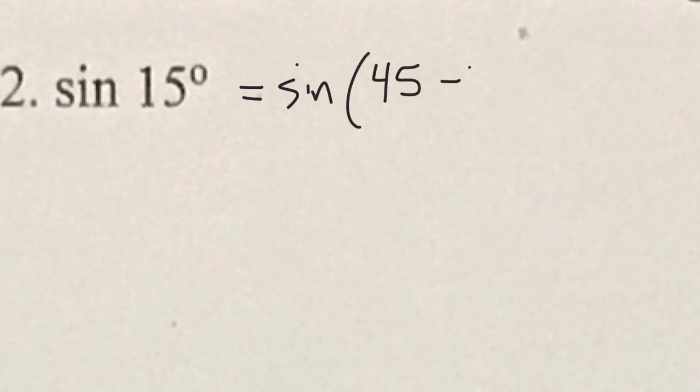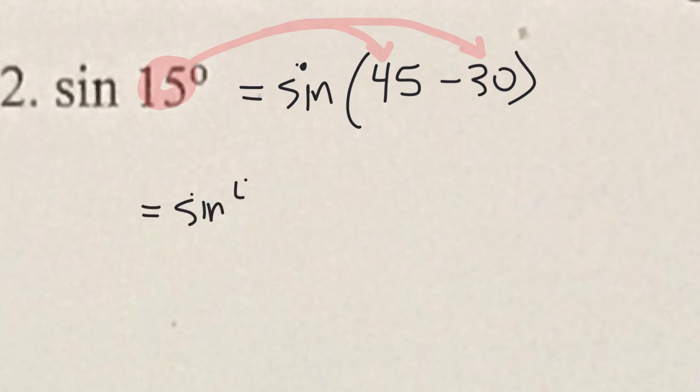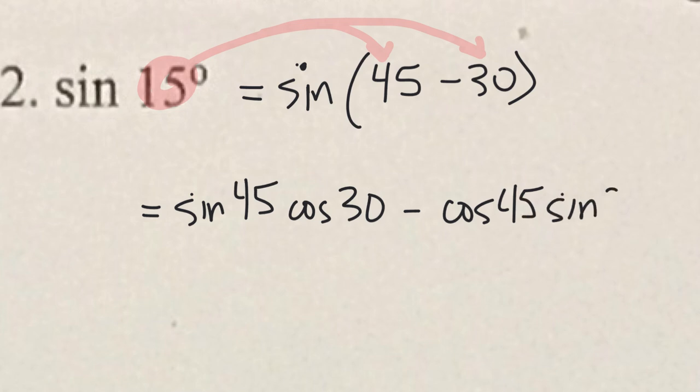Okay, sine of 15. We need to think what two angles subtract to give you 15 degrees. Any two angles will do, but the ones that come to my mind are 45 and 30. So we're splitting our 15 degrees into the difference of two angles. Now we go to the formula, which says the sine of 45 times the cosine of 30 minus the cosine of 45 times the sine of 30.